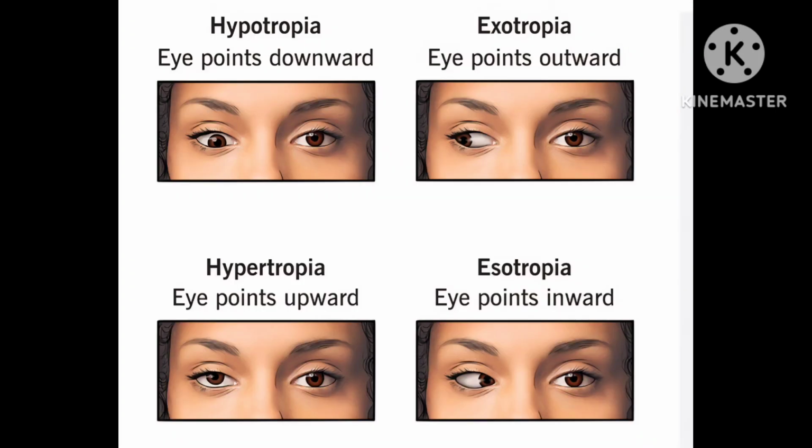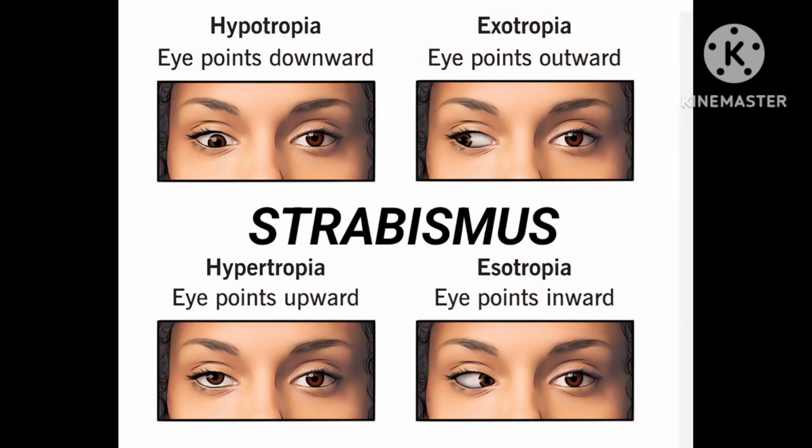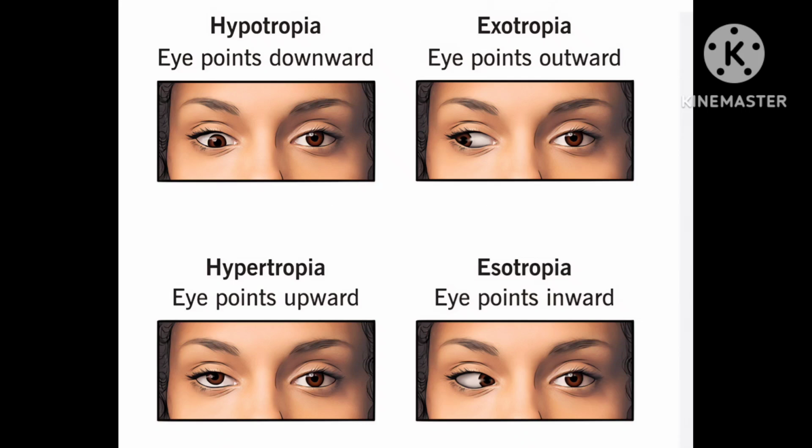And if there is some abnormality in the attachment of these extraocular muscles, we get a problem called strabismus. Colloquially, we call it a squint. It is basically the misalignment of the eyeball. It is because of the abnormal attachment of extraocular muscles, and we can classify it into 4 types based on the position of the eyeball.